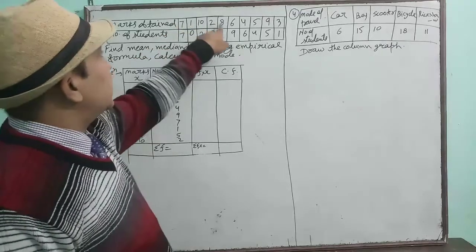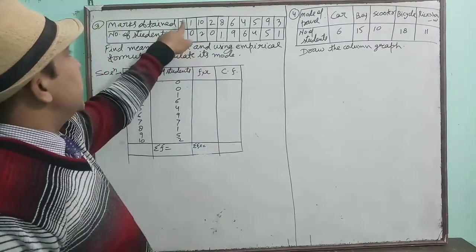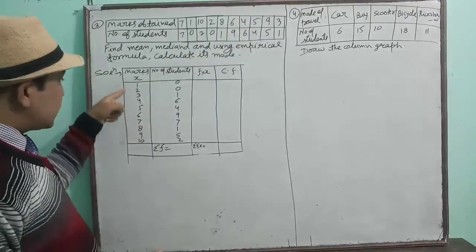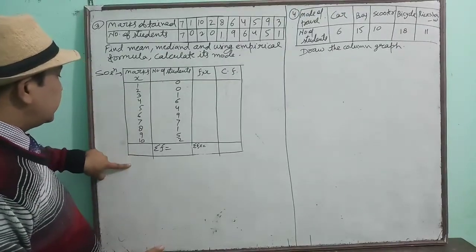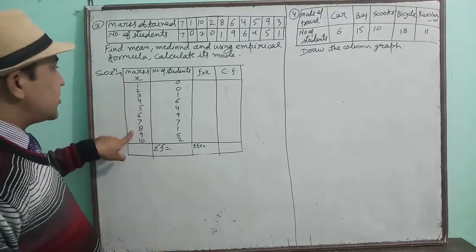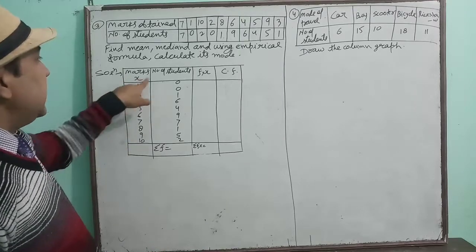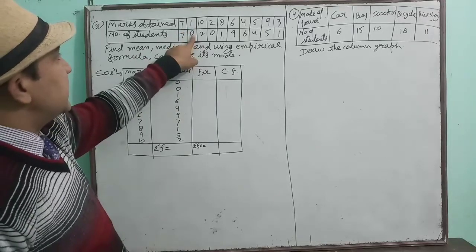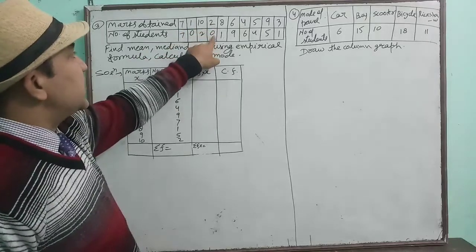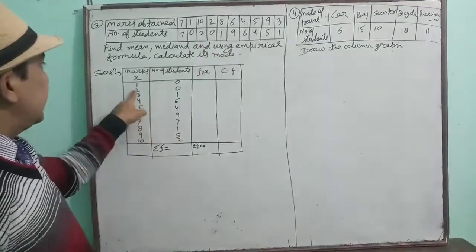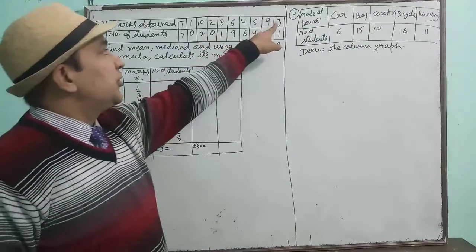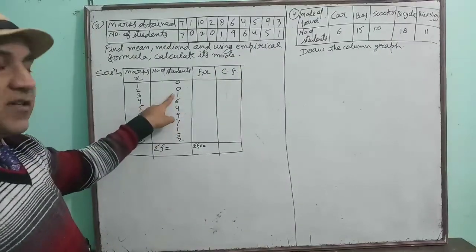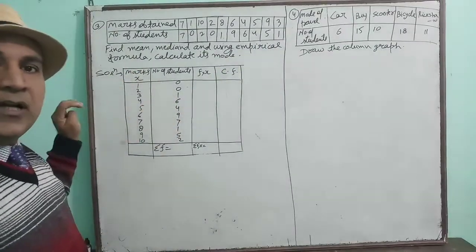See here, it is not given in ascending order. This is 7, 1, 10, 2, 8, 6 and so on. But when you do the solution, your observations must be in ascending order. 1, its frequency is 0. Then 2, its frequency is also 0. 3, observation frequency is 1. In this way you will arrange.